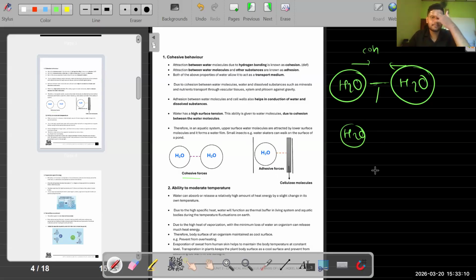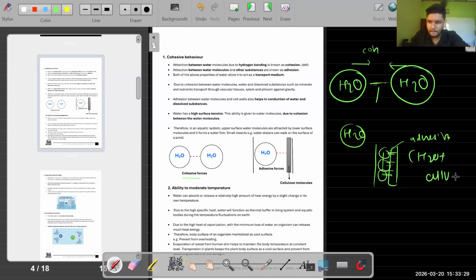Adhesion is the force between water molecule and other molecule. Example, if you take a stem, these contain cellulose molecules also. So water will be moving with the help of this interaction. It will be moving with the interaction like this. So this interaction is called as adhesion. Why? It is between a water molecule and another molecule. Here it is cellulose, right? This is called as adhesion. Both of the above properties of water act as a transport medium, correct, right?